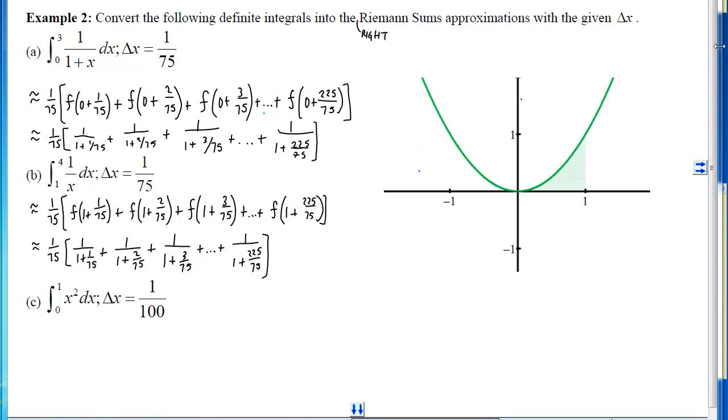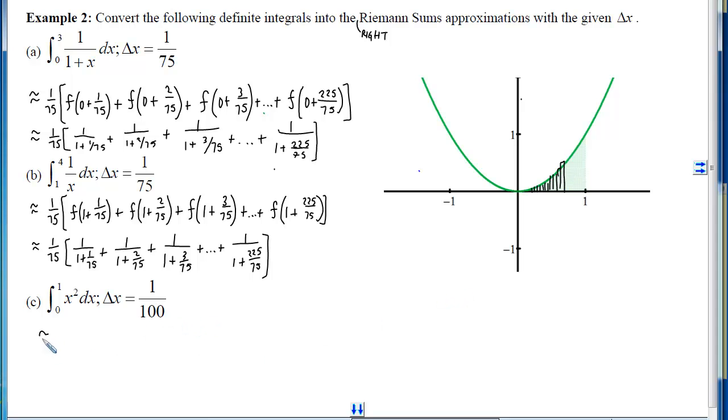With our third one here, part C, we can see that we have this graph that is y equals x squared, and then we are accumulating from 0 to 1. So we are going to approximate this area by using rectangles whose widths are 1 over 100. So we'll get 100 of those rectangles in here. And we're going to use the right sum like we have before.